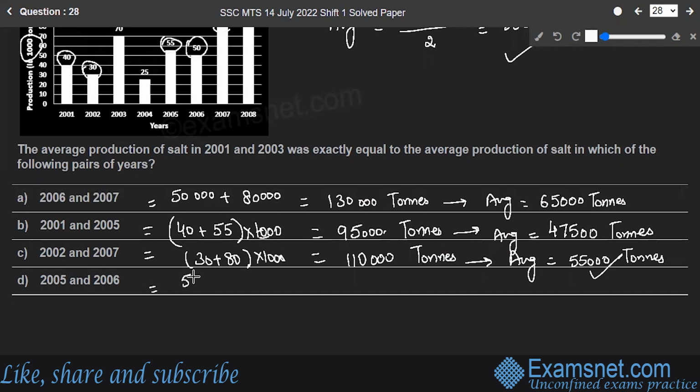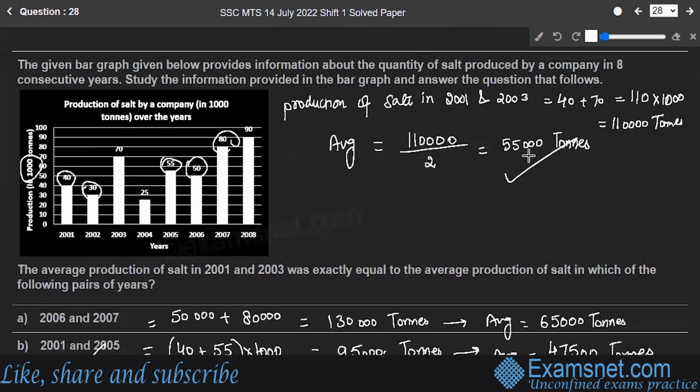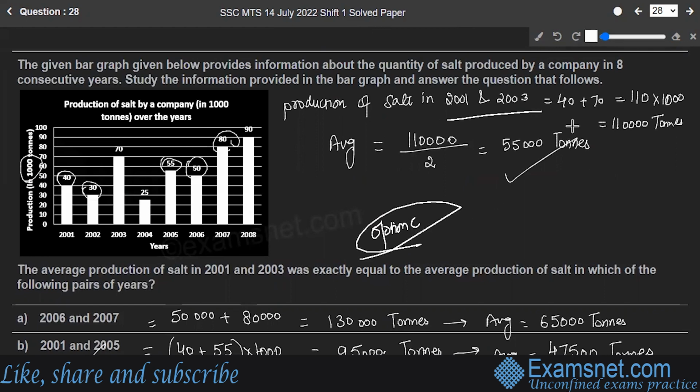2005, it is 55, and 2006, it is 50,000. So you have 105,000 tons. For this, the average is 52,500 tons. We got our answer already. Option C is having the same average as the production of salt in 2001 and 2003. So option C is the correct answer to our question. Hope you are clear with this.